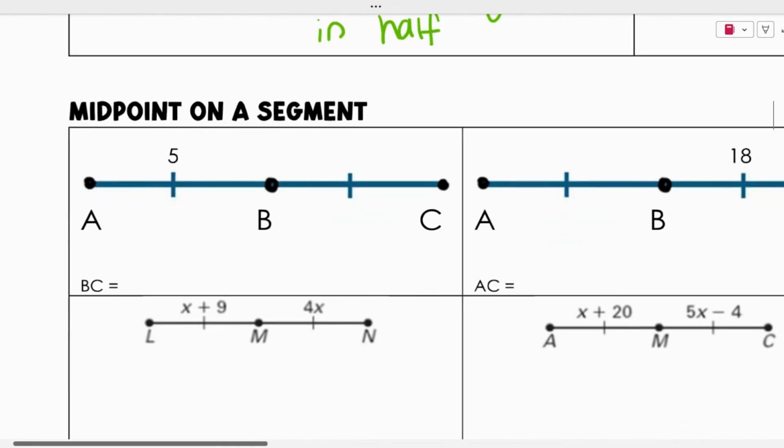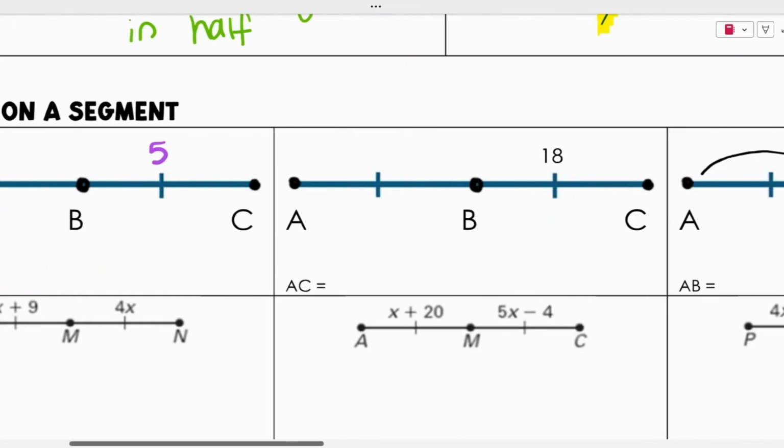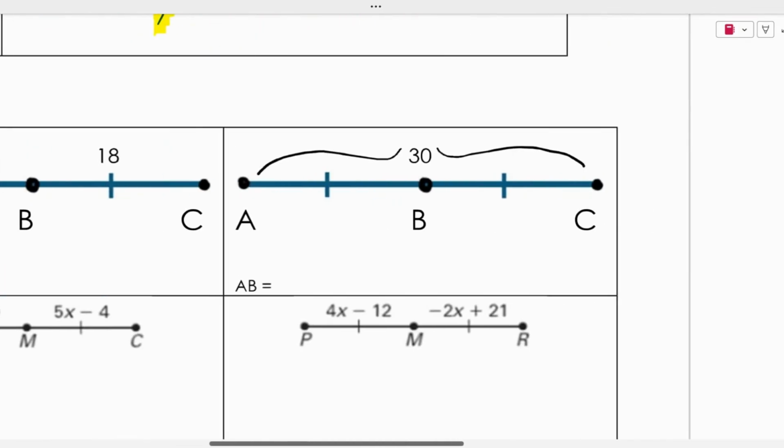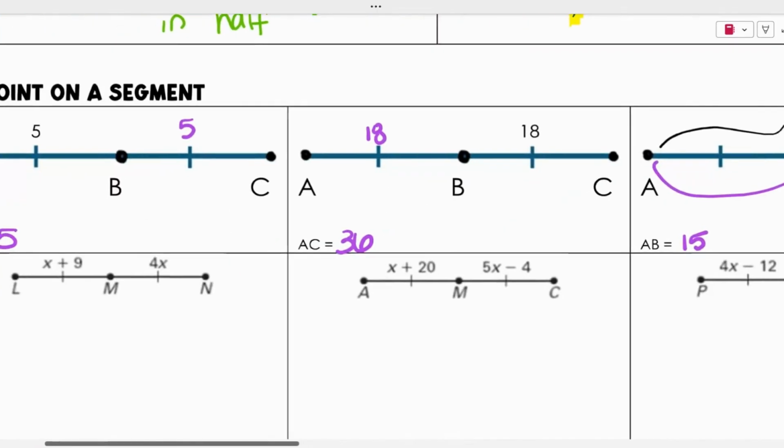So very simply, if B is the midpoint and one of the segments is 5, that means the other half also equals 5. In this other question, 1/2 is 18, but it wants the entire length of the segment. So 2 times 18, or 18 plus 18, is going to be 36. And for the last example, the entire thing is 30. So if I cut it in half, I get 15 on both lengths of this segment.